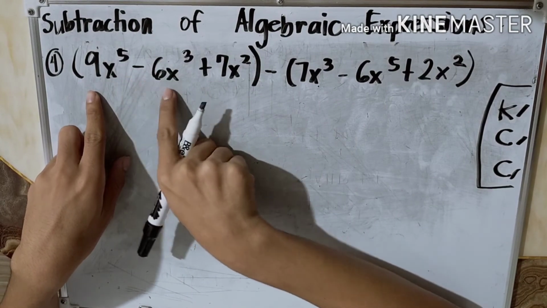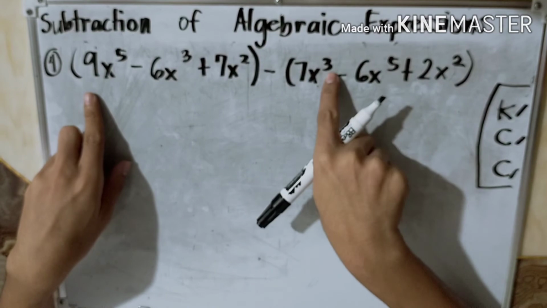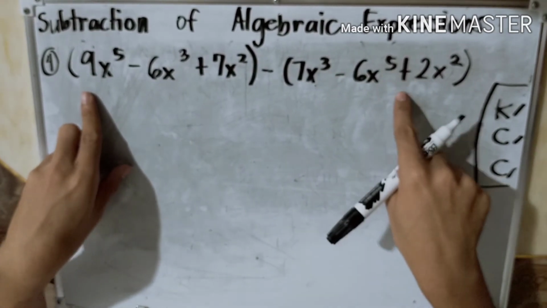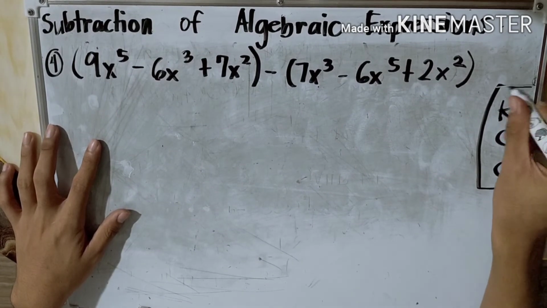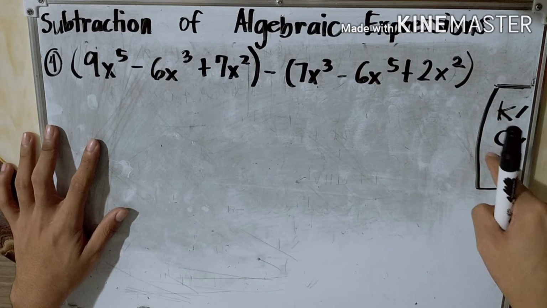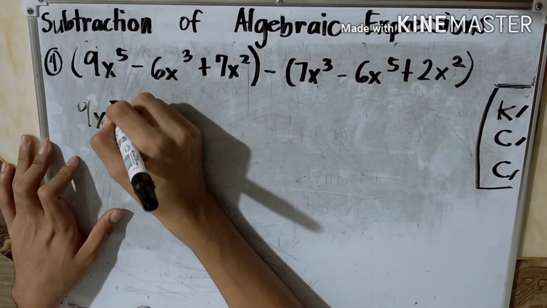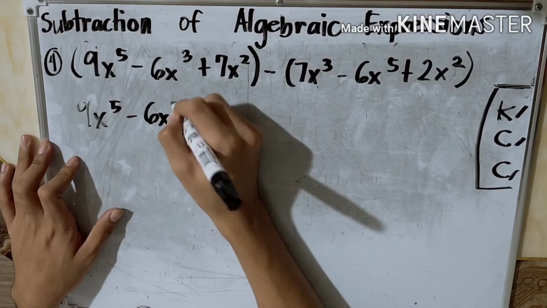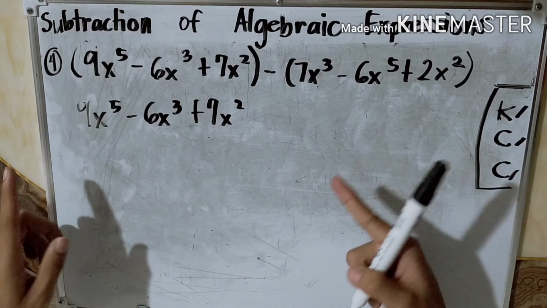I have here the first expression. 9x to the 5th minus 6x cubed plus 7x squared minus 7x cubed minus 6x to the 5th plus 2x squared. So, kanina, apply lang na, kapag subtraction of algebraic expression, just apply KCC. Keep, change, change. So, keep the sign of the minuend. 9x to the 5th minus 6x cubed plus 7x squared. So, wala tayong ginawa with the minuend.